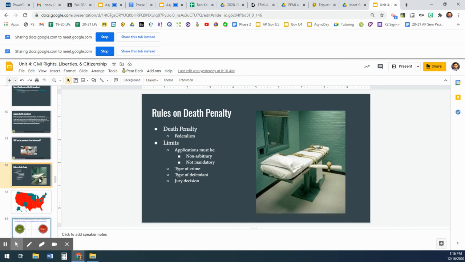And they also cannot be mandatory. You have to have a separate trial to determine not only if they're guilty of murder, but also whether or not they should receive the death penalty or not. All right, so they cannot be mandatory.